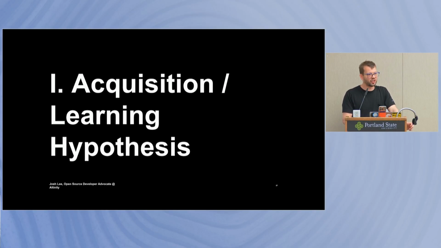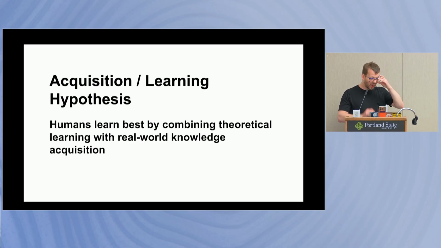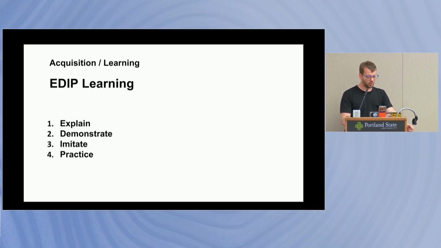All right, the acquisition and learning hypothesis. Humans learn best by combining theoretical knowledge with real-world knowledge acquisition. So this is a tool from the world of physical education. It's used commonly in sports and martial arts and military training. It's called EDIP learning, and it has these 4 phases: explain, demonstrate, imitate, practice. I think this is a great sort of encapsulation of the acquisition learning pipeline, right?